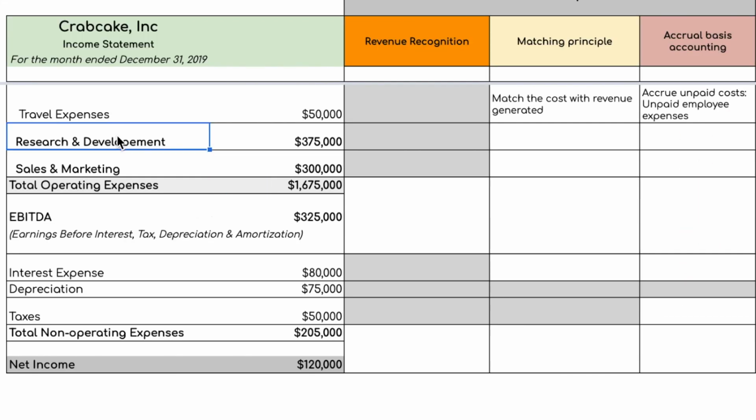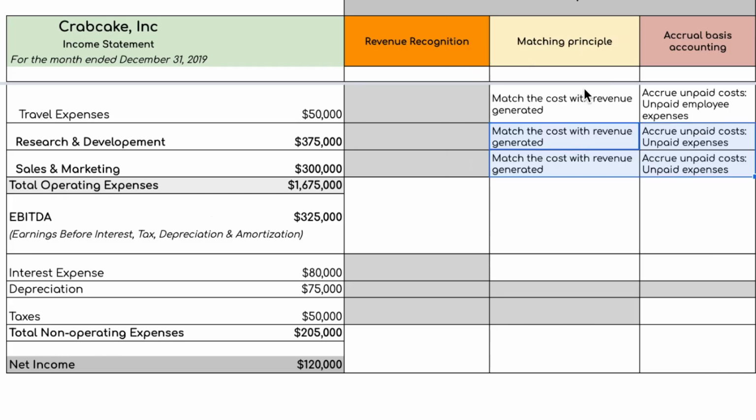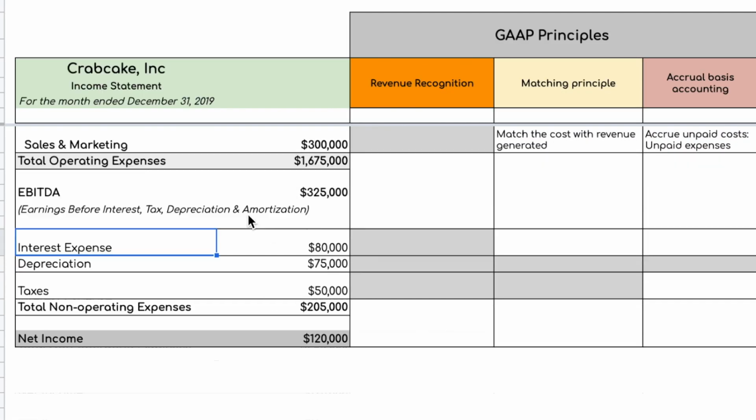The same principles will apply as we go down to research and development and sales and marketing. Basically, you need to be mindful of the matching principle, as well as the accrual basis accounting, accruing for any unpaid expenses. And as you go down the list of expenses, the same principles will apply to interest expense, depreciation, and taxes, which is basically that you need to be always mindful of the matching principle and accrual basis accounting, accruing for any unpaid costs on the books and records.